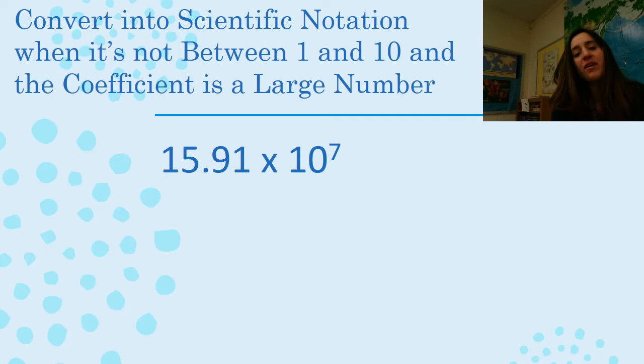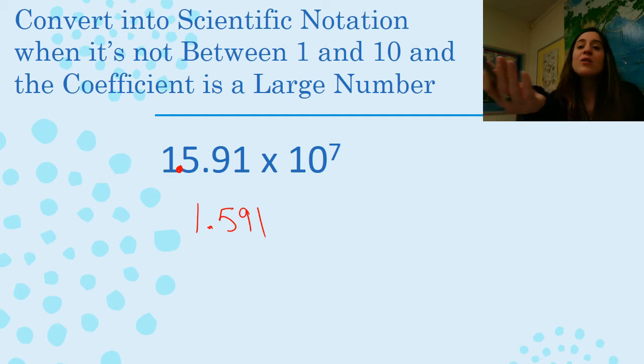right here in the front, is not between 1 and 10. So as you can see, this is 15.91, and it's not between 1 and 10. It's larger than 10. So what I need to do is move my decimal place. So I'm going to have to move my decimal now to be 1.591. Now I know that my number is between 1 and 10.